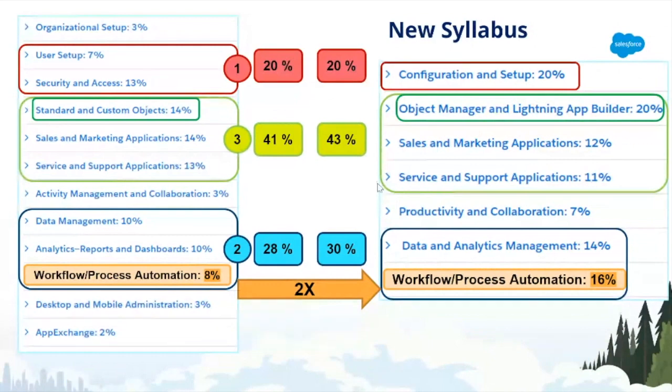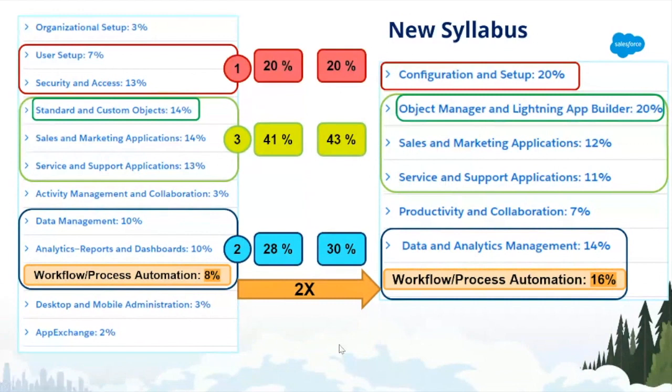And then lastly, there were a few random topics, which are about Salesforce AppExchange and mobile. All those have been clubbed into the productivity and collaboration topic of 7%, which was almost the same as previously. So I would keep this as a low-hanging fruit, a separate fourth and last priority, which you can just read through and understand before your exam, one week or two weeks before.